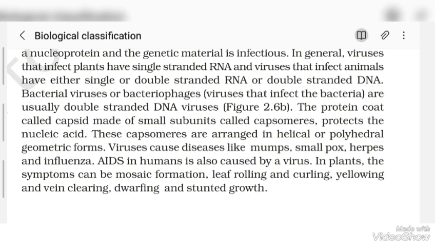The protein coat called capsid, made of small subunits called capsomeres, protects the nucleic acid. These capsomeres are arranged in helical or polyhedral geometrical forms. Viruses cause diseases like mumps, smallpox, herpes, and influenza. AIDS in humans is also caused by a virus. In plants, the symptoms can be mosaic formation, leaf rolling and curling, yellowing and vein clearing, dwarfing and stunted growth.